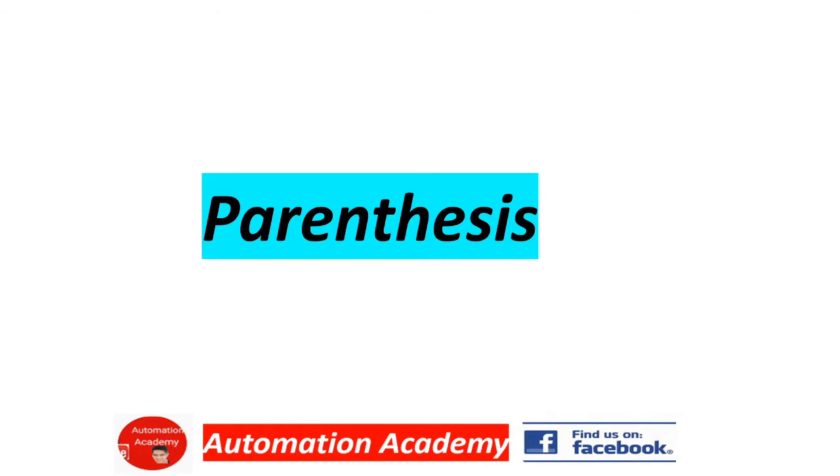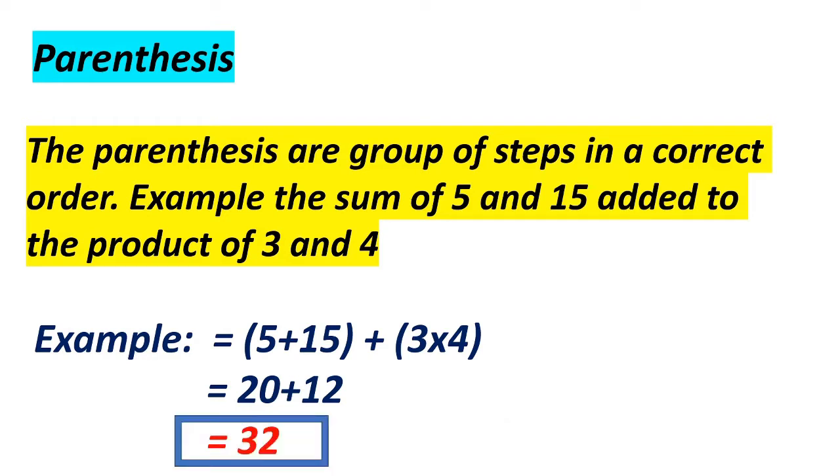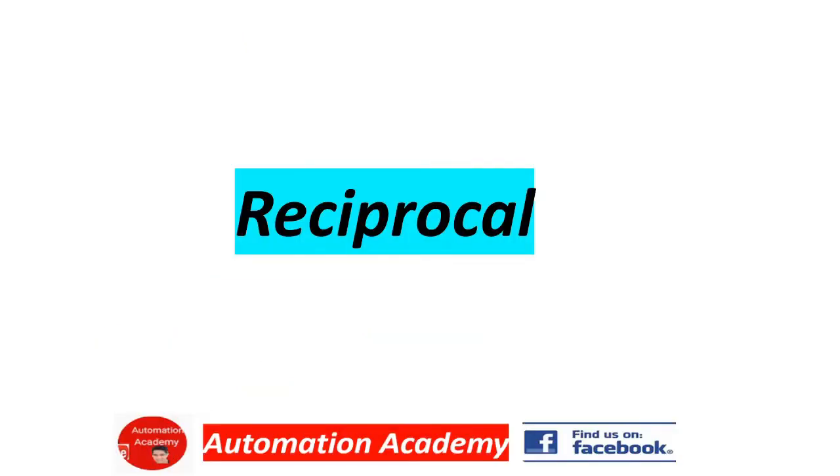Our next topic is parentheses. Parentheses are a group of steps in a correct order. Example, the sum of 5 and 15 added to the product of 3 and 4. Example here: open and close parenthesis, 5 plus 15, plus open and close parenthesis, 3 times 4. 5 plus 15 equals 20, plus 3 times 4 equals 12. The answer is 32.